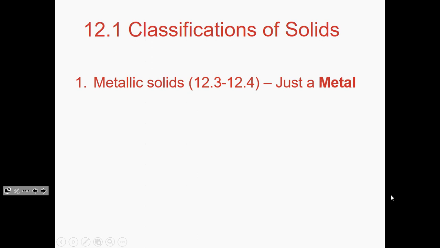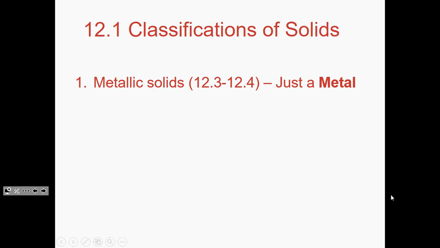Now, one of the first things you really should understand is the different ways of classifying solids. So we have four fundamental different types of classifications, and really being able to differentiate between them, understanding their properties and understanding their bonding is really what most of this chapter comes down to.